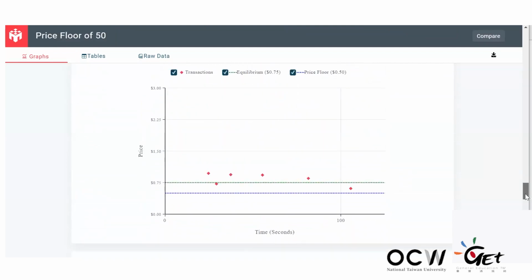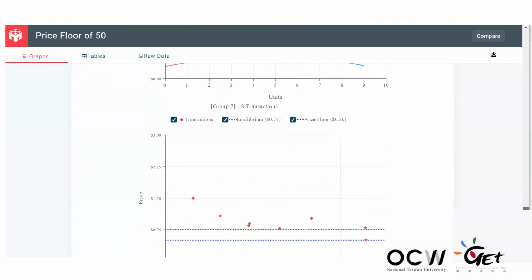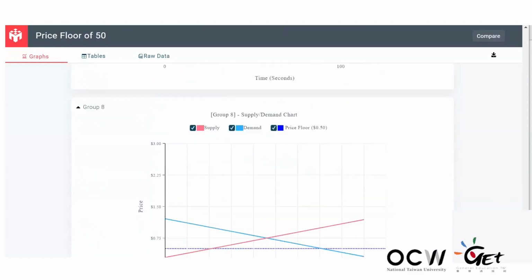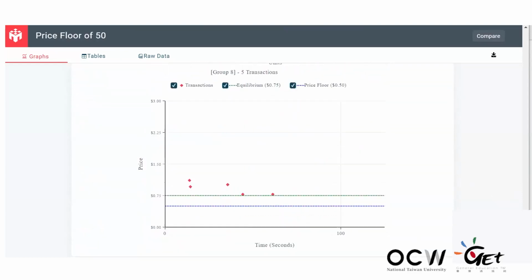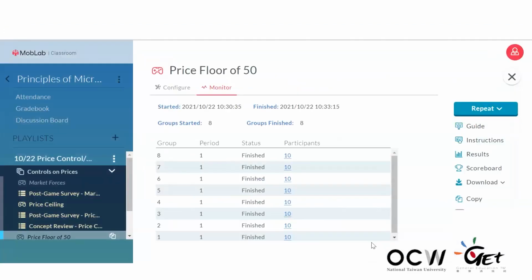Group 6, there were some transactions up and down, but still not affected by the price floor. Group 7, ooh, something interesting happened at the very end, where prices started out very high, but then quickly converged to the 75 equilibrium price, not affected by the price floor. And then here's another one. Prices started relatively high, but then converged to 75. All right, so that's for the price floor of 50.